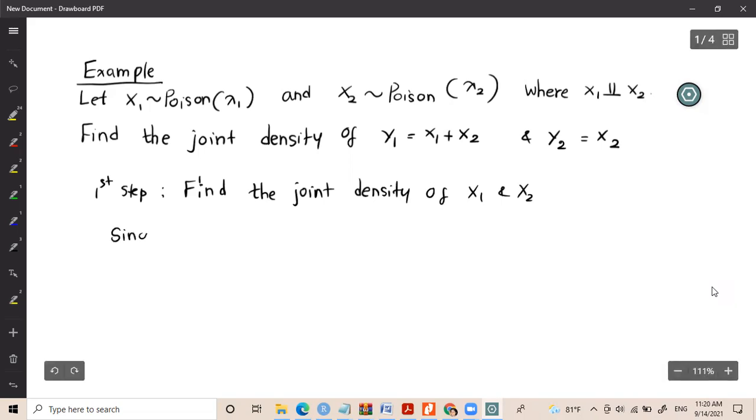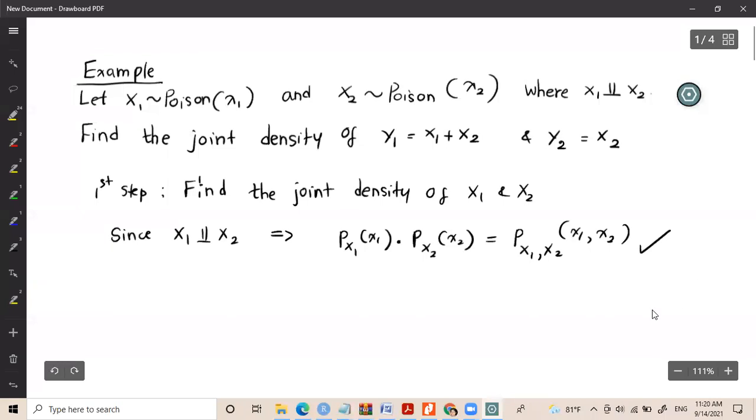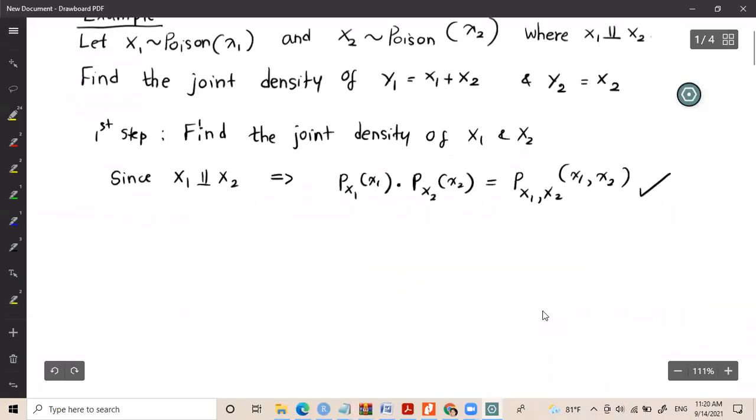And we know that x1 is independent from x2. Therefore, if you can find the marginal densities and multiply them together, that will be the joint density of x1 and x2. So this is what we want. So shall we write the marginal densities?